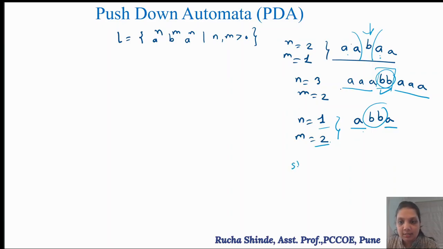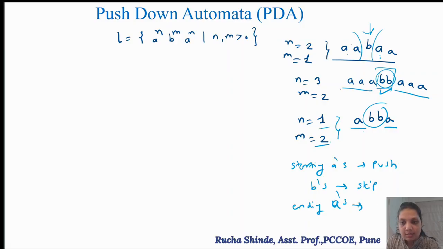At the starting, whatever a's we are reading, we will perform a push operation on it. On reading b, I will skip it, or we can say I will not perform any operation on the stack. Then at the ending a's, I will perform a pop operation.